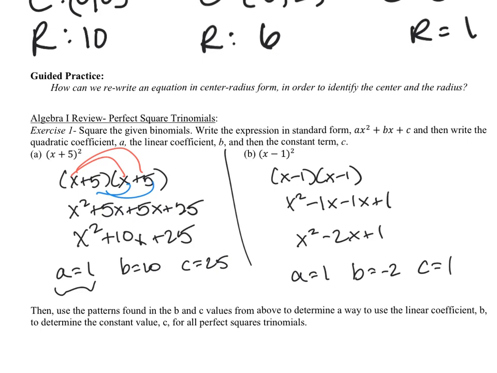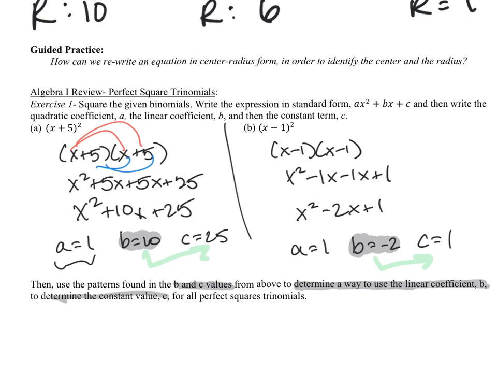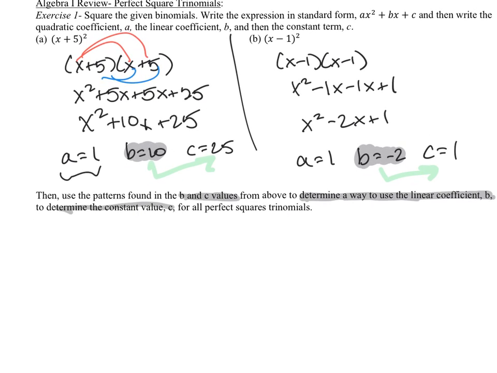All right, now this next piece is a little bit to unpack. Then use the patterns found in the B and C values. Determine a way to use the linear coefficient B. How can we use B to determine C? How can I use B to find C? For all perfect square trinomials.